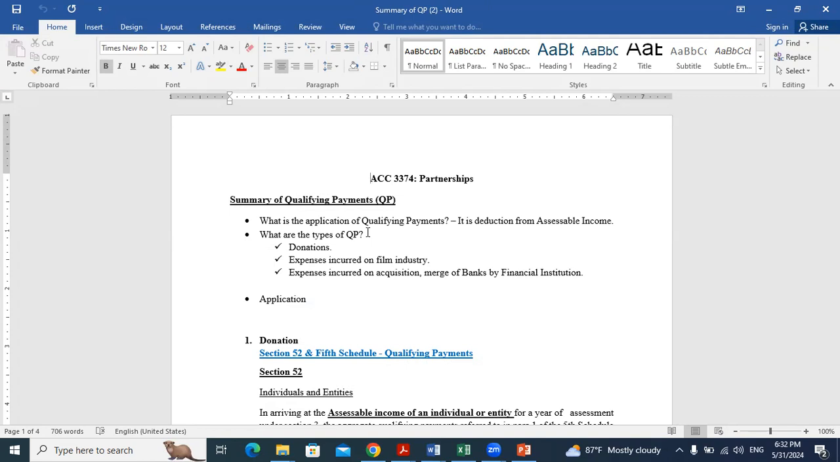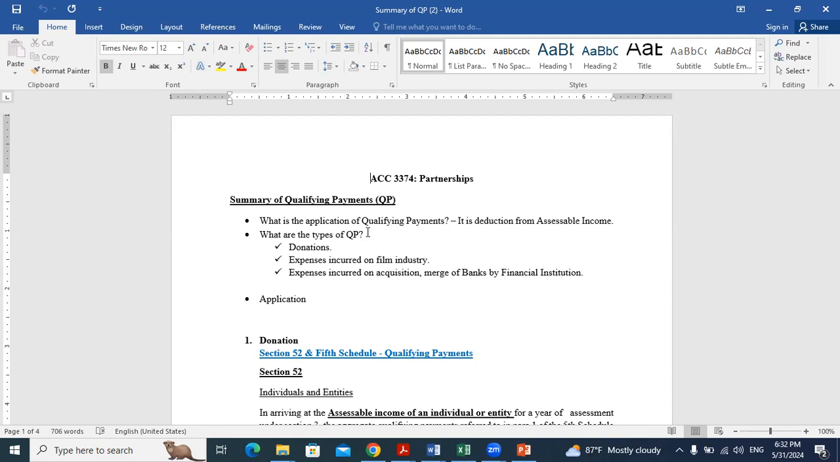There are donations. And also there are expenses incurred on the film industry, by some producers of films. And expenses incurred on acquisition and merger of banks by financial institutions. So there are three types basically.